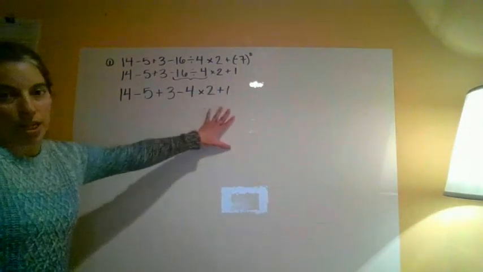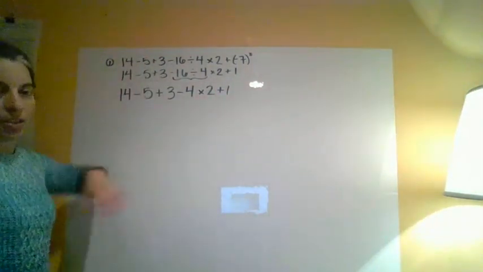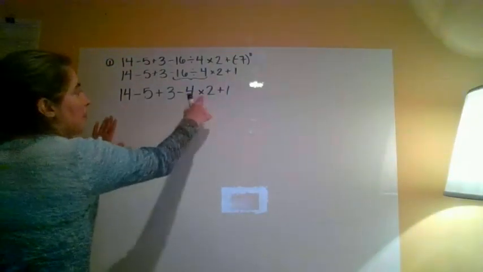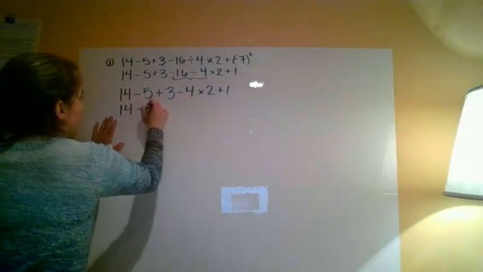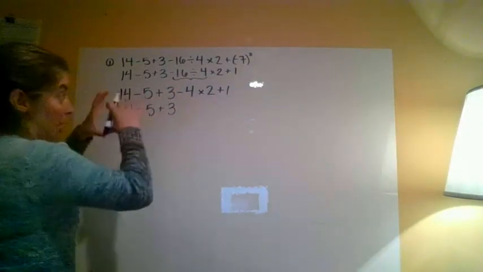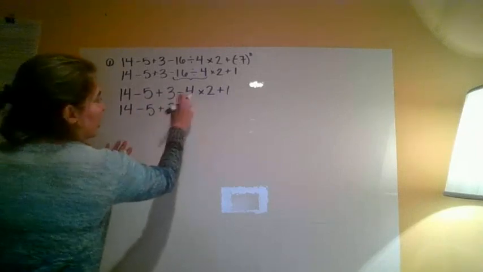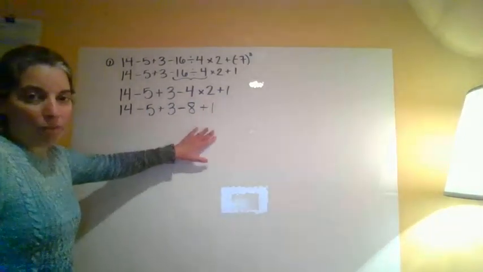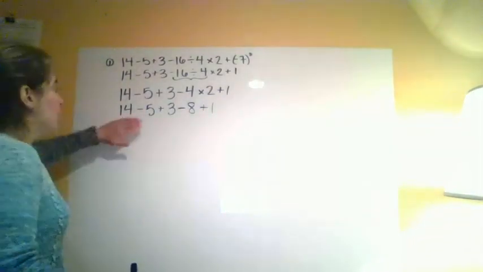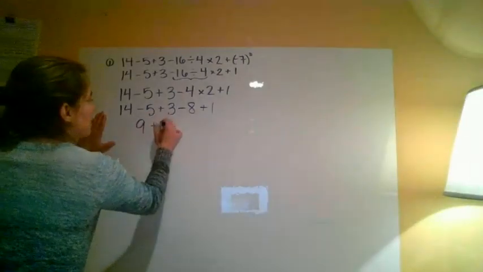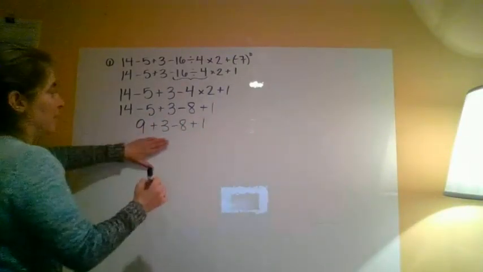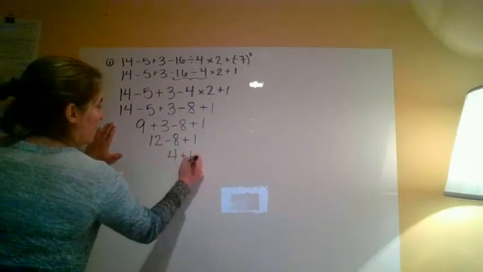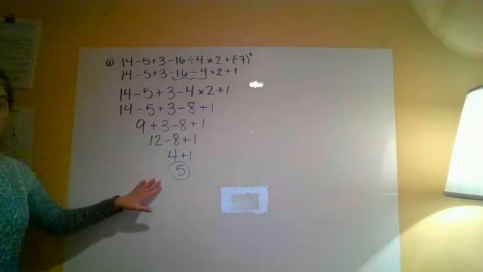Again, everything else gets written out. If you just start writing random answers without writing everything out, I can almost guarantee you're going to get yourself confused. Multiplication comes next, right? We're still in that multiplication or division step. Negative 4 times 2 is negative 8. Now I just have addition and subtraction. I'm going to work left to right. 14 minus 5 is 9. 9 minus 3 is 12. 12 minus 8 is 4. And 4 plus 1 is 5.